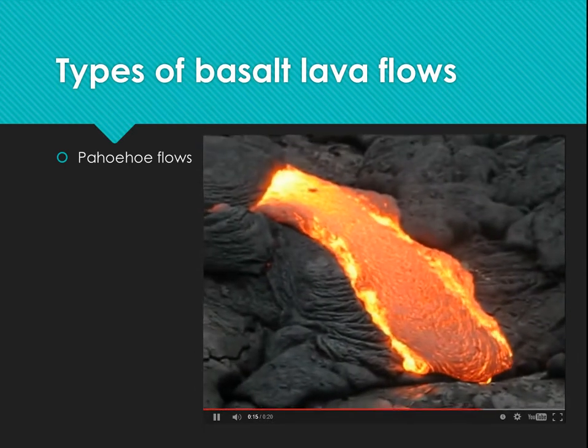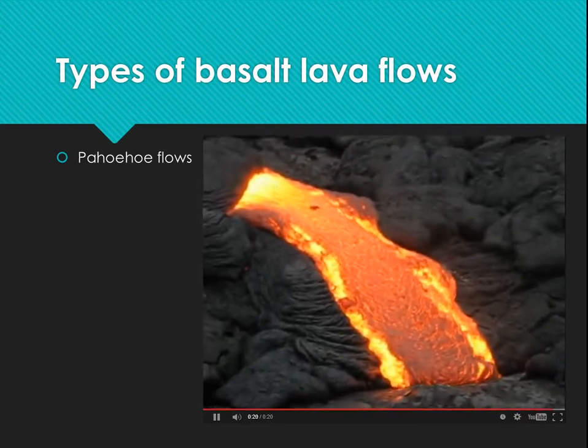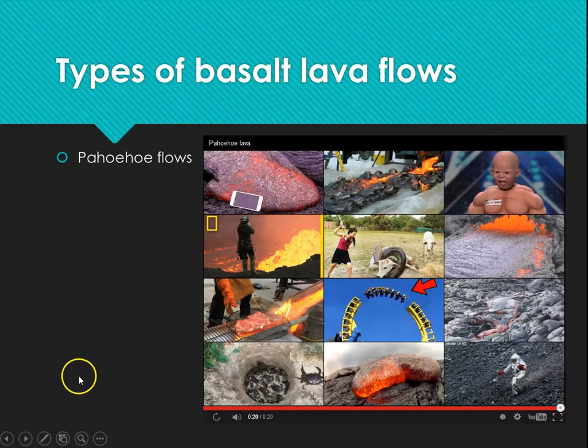This is a little bit lower viscosity, so still pretty easily outrunnable at this point. Good grief, that's scary looking. But you can see just how slow this can actually move.